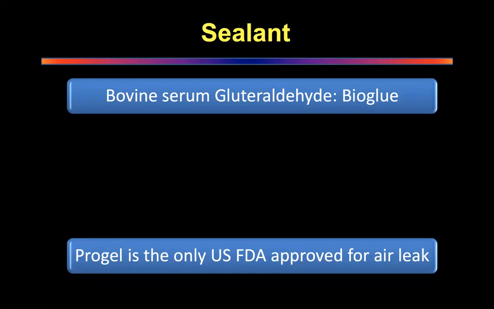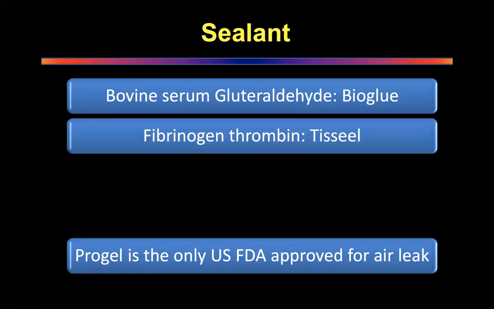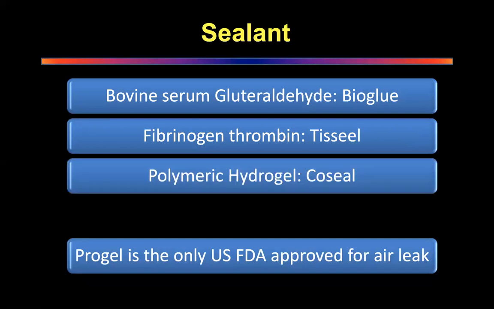The bovine serum glutaraldehyde, which is BioGlue. Fibrinogen thrombin Tisseel, which we use quite regularly. A polymeric hydrogel called CoSeal. CoSeal has two functions. One, it is pneumostatic, and more importantly, CoSeal can also prevent adhesions forming wherever it is sprayed.